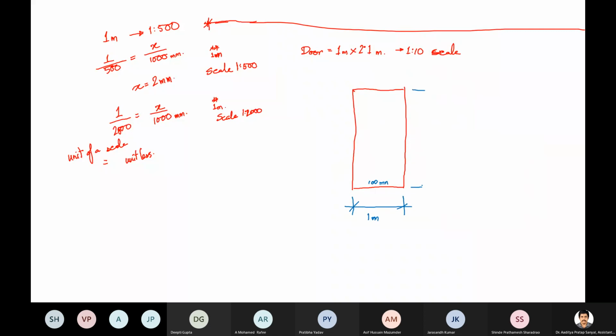Vertically, say this one is actually 2.1 meters. But when you're drawing it on your scale, which scale are you using? Are you all having a triangular scale? Yes, sir. Do you have it near your hands? Yes, sir. Just check now.